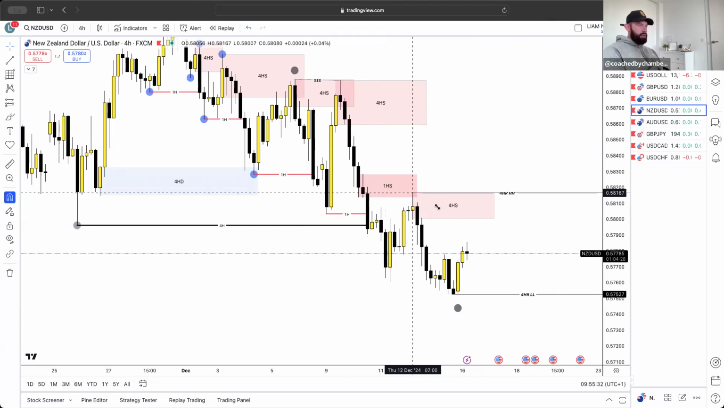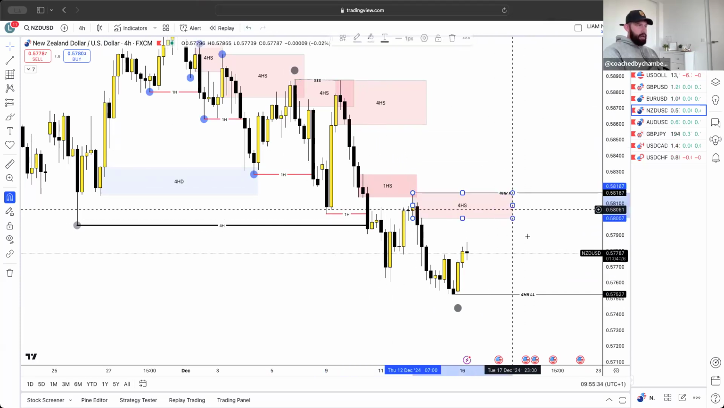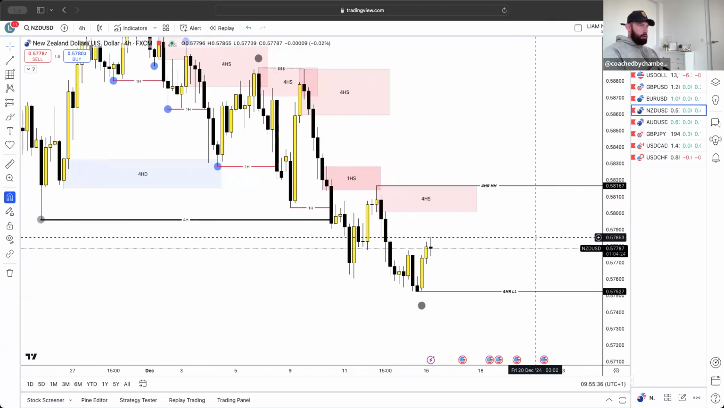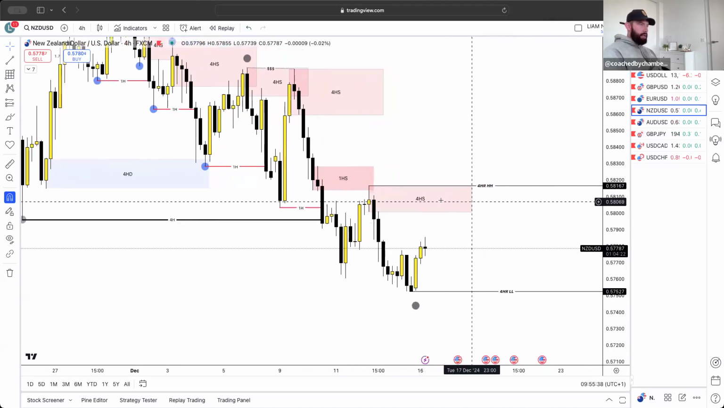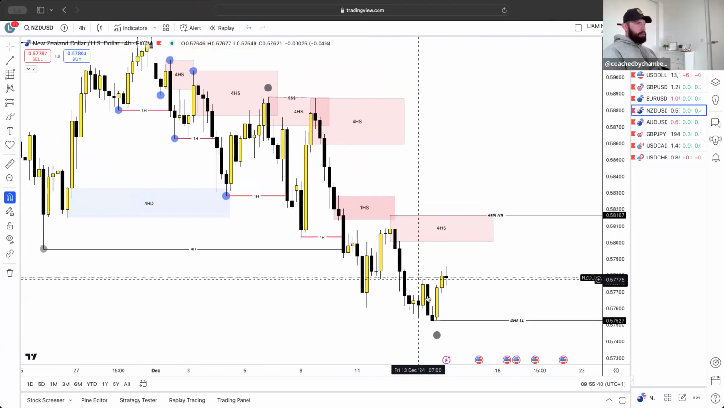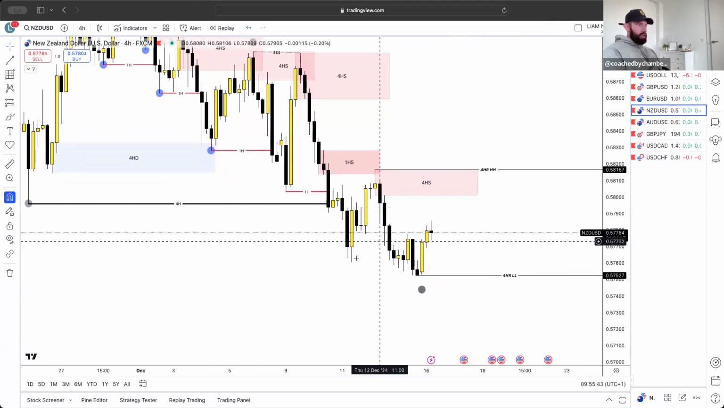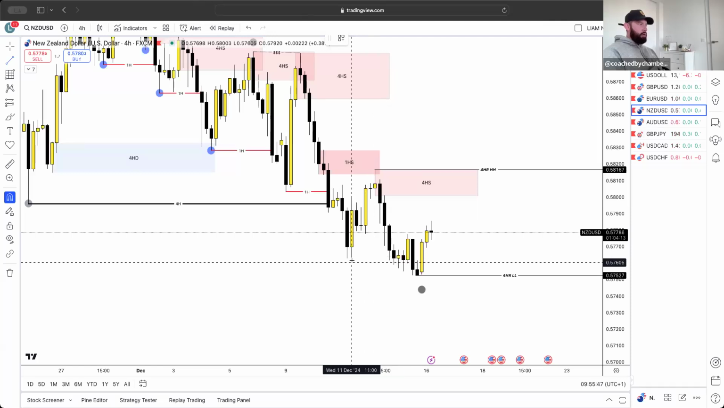From a 4 hour perspective, can I see this area met? This is my main area that I am looking out for from a 4 hour perspective. This last buy candle before this movement down, that broke this low and this structure here. So that is first thoughts for NU.